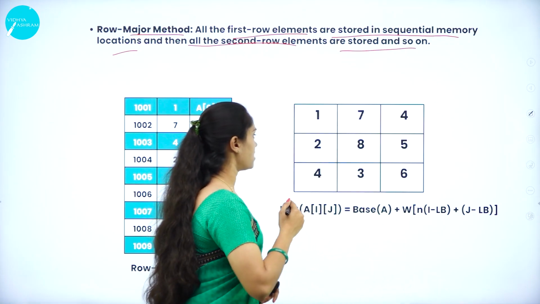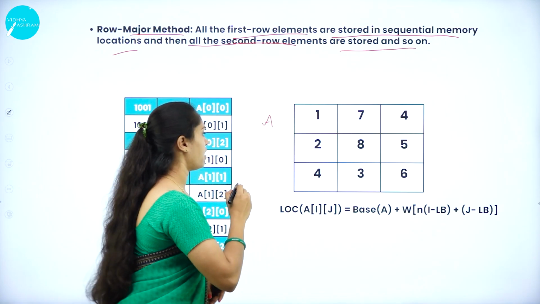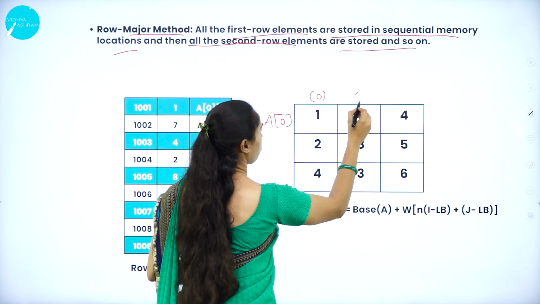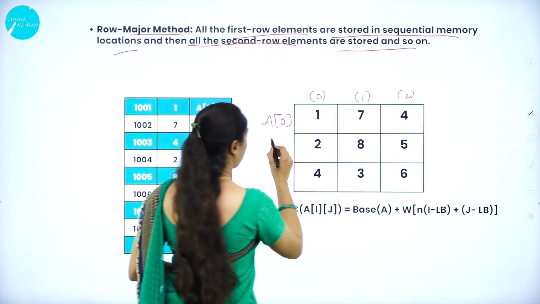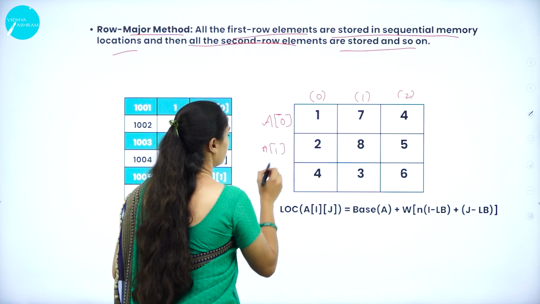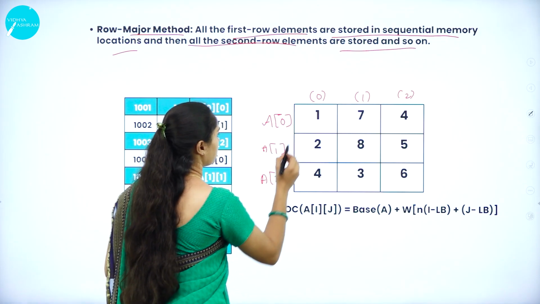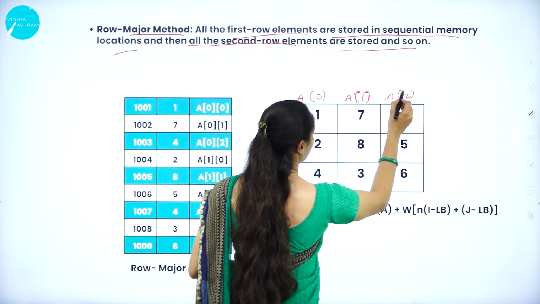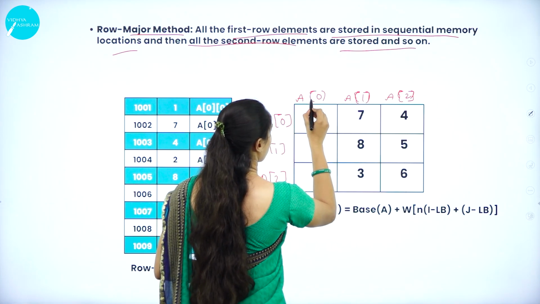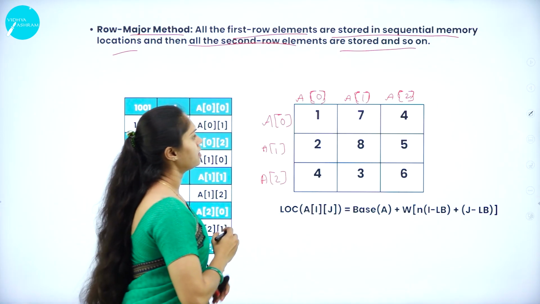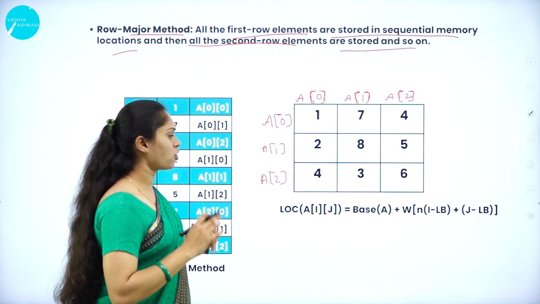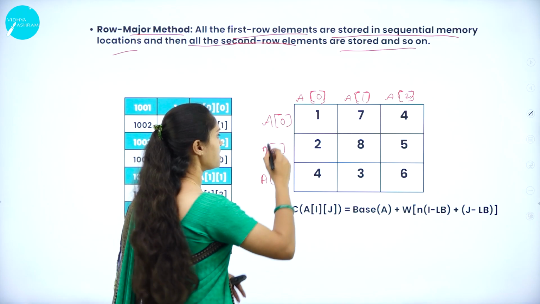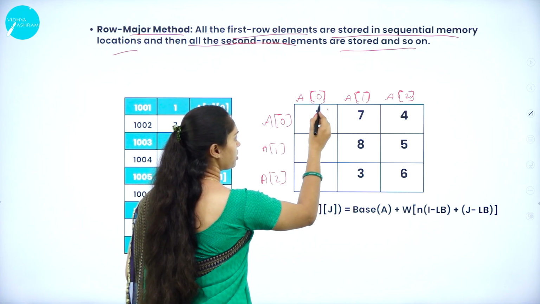So how are we going to represent a two-dimensional array? A is the name of the array and its index is 0, 1 and 2 for the rows, and here also 0, 1 and 2 for the columns: A of 0, A of 1, A of 2. It must be square braces, which indicate the subscript. Row major means my rows will be my first preference. So A of 0, comma 0, that is 1.